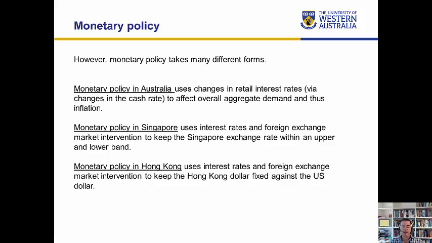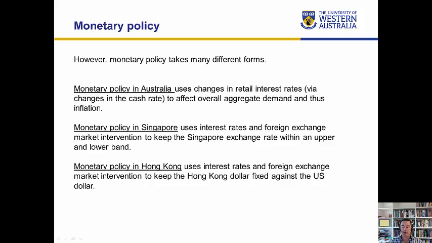In Singapore, they use interest rates and foreign exchange market intervention, that is buying and selling foreign currency, and it's the central bank that does this, to keep the exchange rate within an upper and lower band. So I do have, on the LMS page, a link to a paper which is published by the Monetary Authority of Singapore, which goes through monetary policy in Singapore in detail.